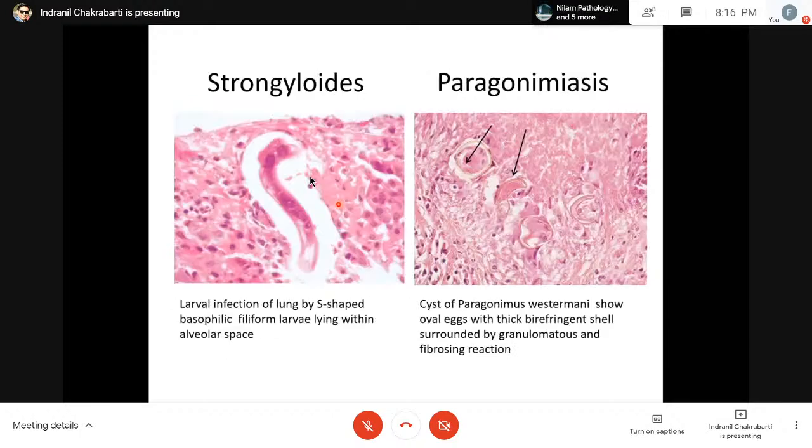In strongyloides larval infection, S-shaped filariform larvae can be seen within the alveolar spaces. While paragonimiasis is rare in our country, it is caused by the oriental lung fluke, Paragonimus westermani, which is acquired by eating raw or undercooked crabs or crayfish, most commonly in Southeast Asia. And here you can see oval eggs of Paragonimus westermani with a thick bifurcated shell, surrounded by this granulomatous fibrosing reaction. So this bifurcated shell is very characteristic.